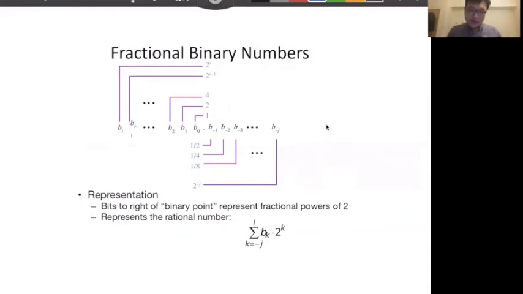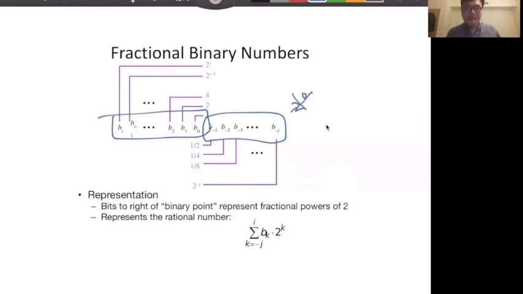So we can use maybe the first 10 bits to represent the integer part, then use another 10 bits to represent the fractional part. In this case, the least significant bit is not 2 to the 0 anymore. It can be 2 to a negative power. If you understand this part, we can use this to represent floating point, right?